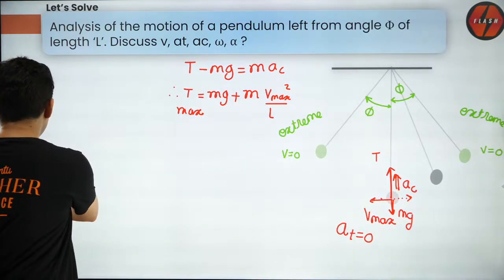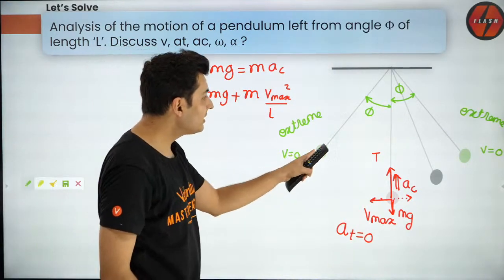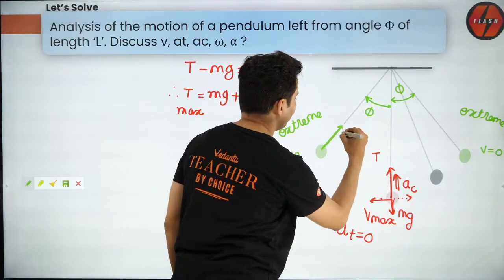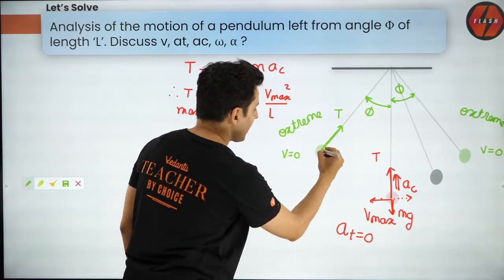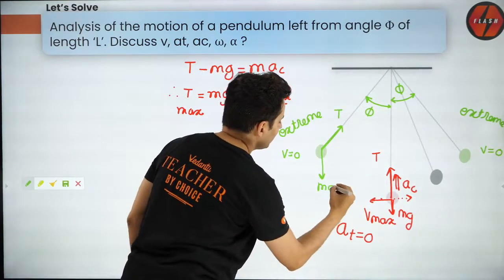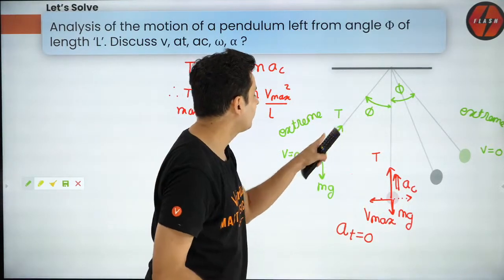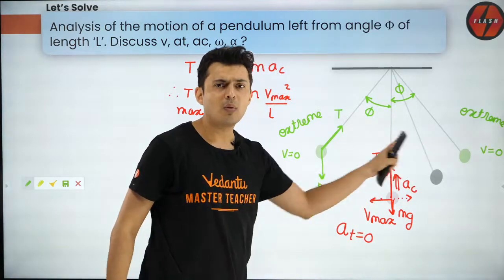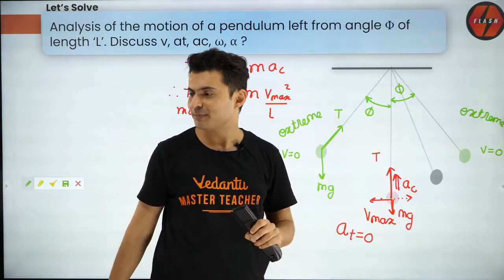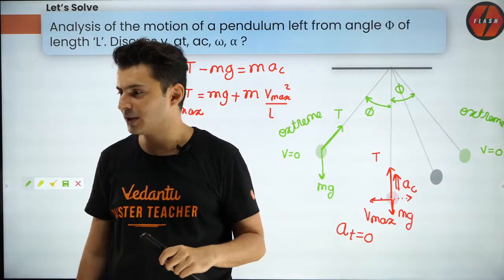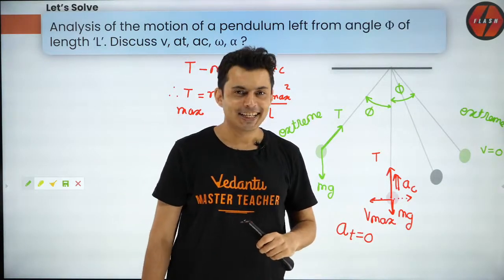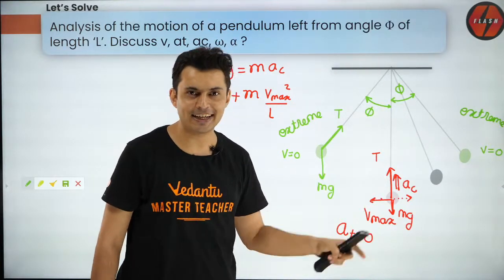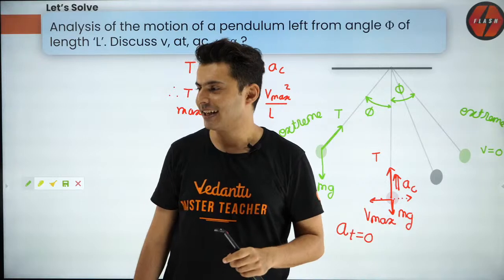Now, if you go to these points, like here and here, you will have tension here. mg will be here. Guys, can you think and tell me what will be the centripetal acceleration at this point, the extreme positions? What do you think will be the centripetal acceleration, guys? Come on, think.